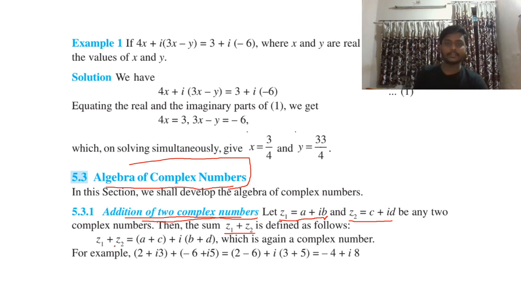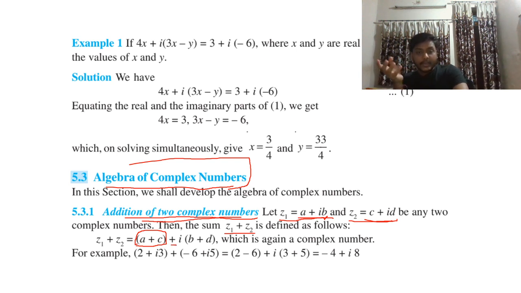And how do we add these two complex numbers? Keep this in mind every time: when you are adding two complex numbers, you add the real part with the real part, and the imaginary part with the imaginary part. So a plus iota b plus c plus iota d becomes a plus c, which means you are adding the real parts, plus iota times b plus d, which means you are adding the imaginary parts of these two complex numbers.